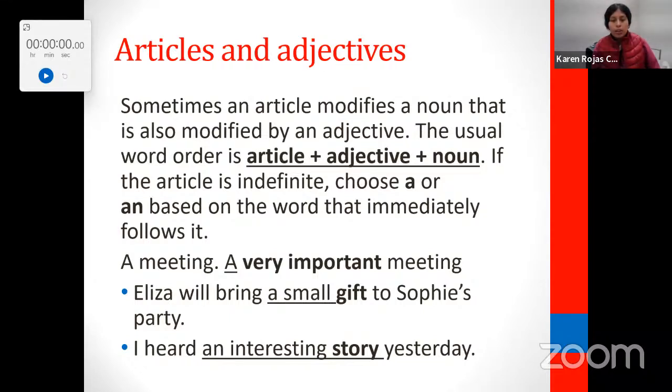Elisa will bring a small gift to Sophie's party. I heard an interesting story yesterday. Good. Only this word, please. Remember, here is okay, but here is present. What is the pronunciation for the past? Heard. More than E, it's more like A. Heard, exactly. So here, heard.